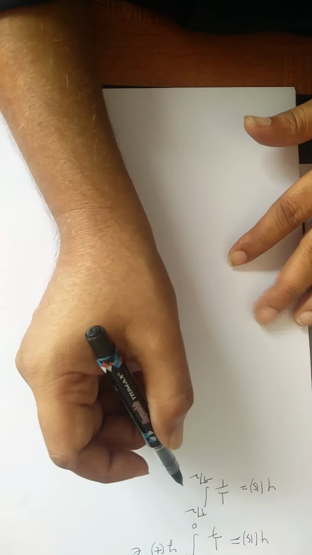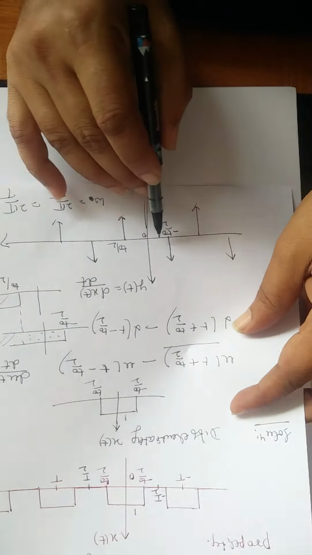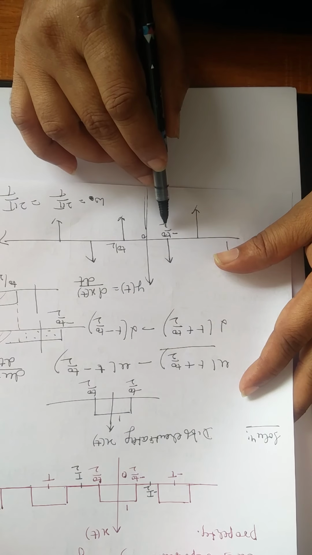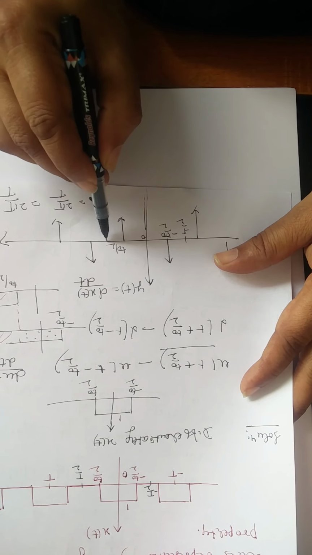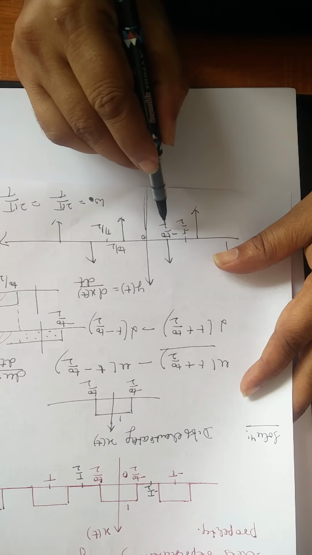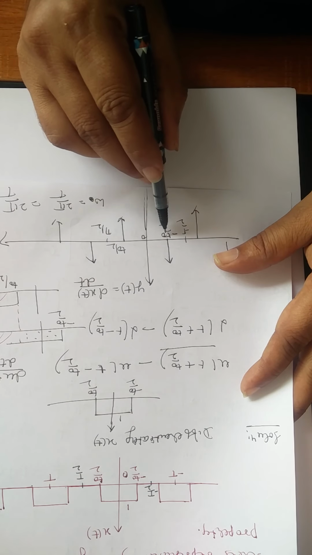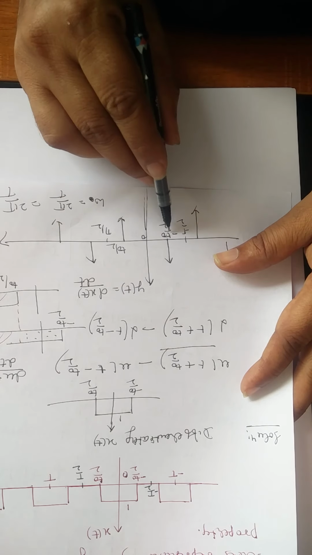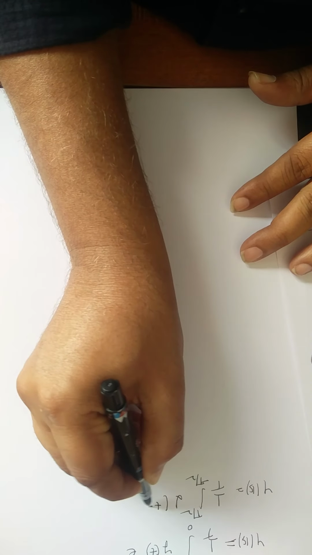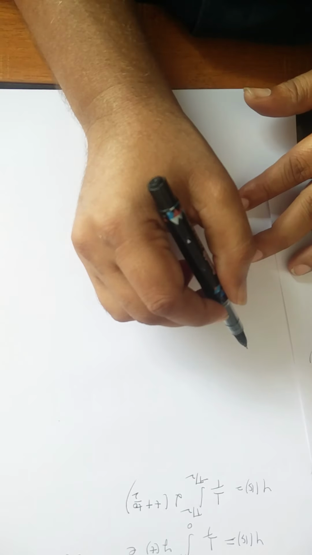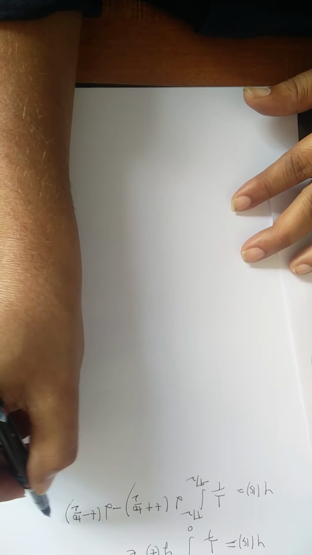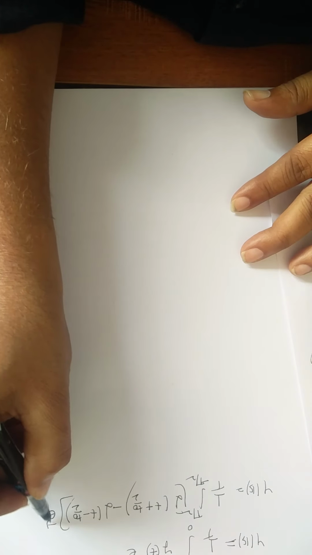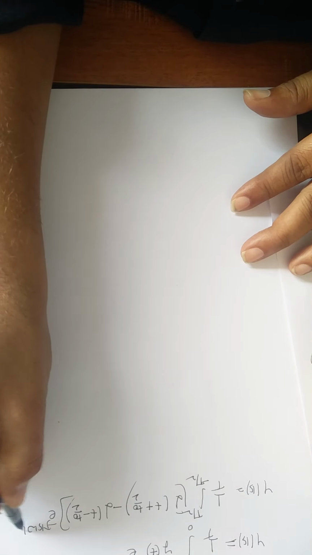Okay, in this range, pulses exist at minus T by 2 and plus T by 2. The unit impulse functions exist at minus T naught by 2 and plus T naught by 2. This can be written as delta of t plus T naught by 2 minus delta of t minus T naught by 2, times e to the power of minus jk omega t dt.